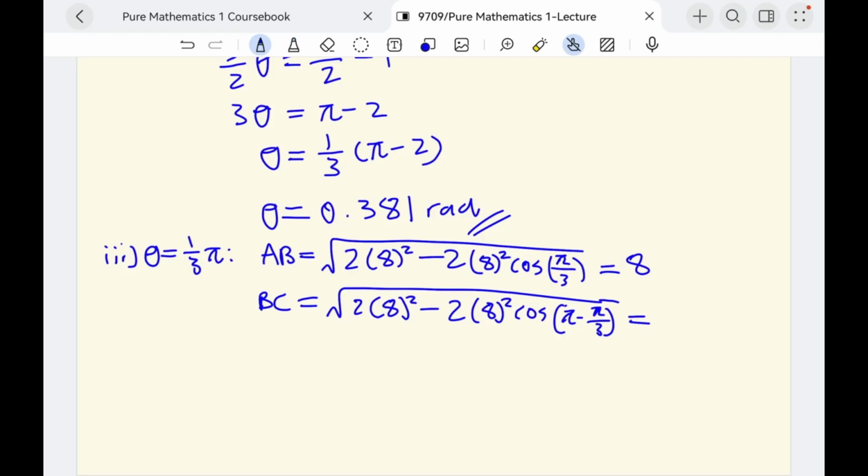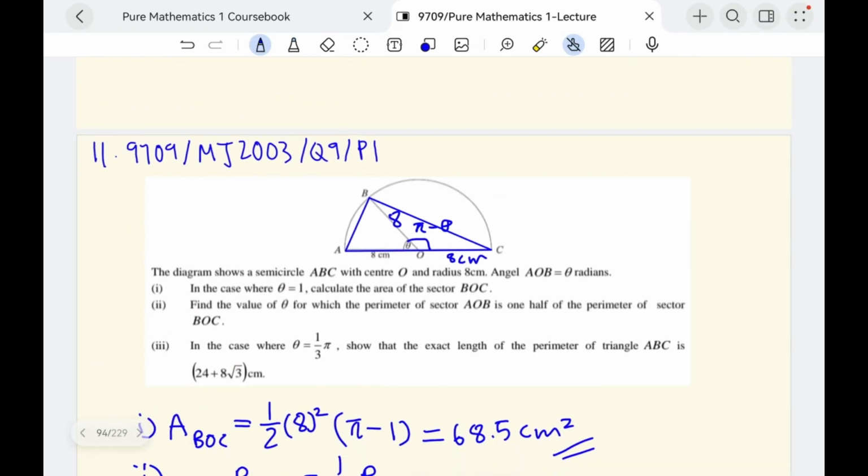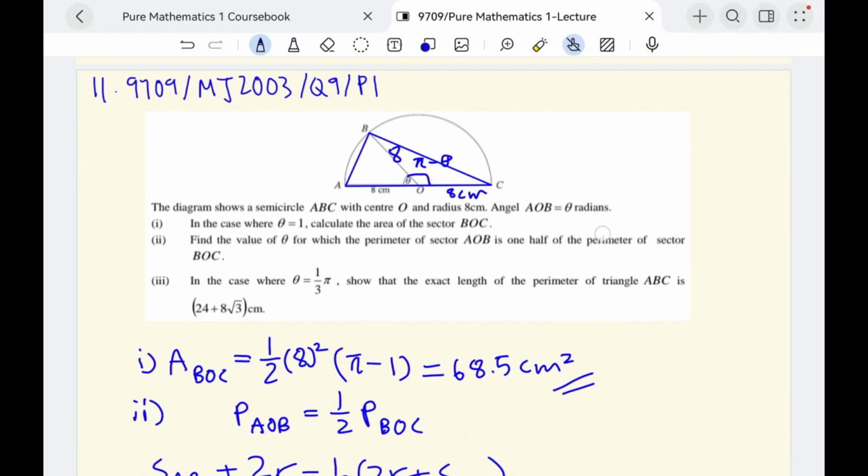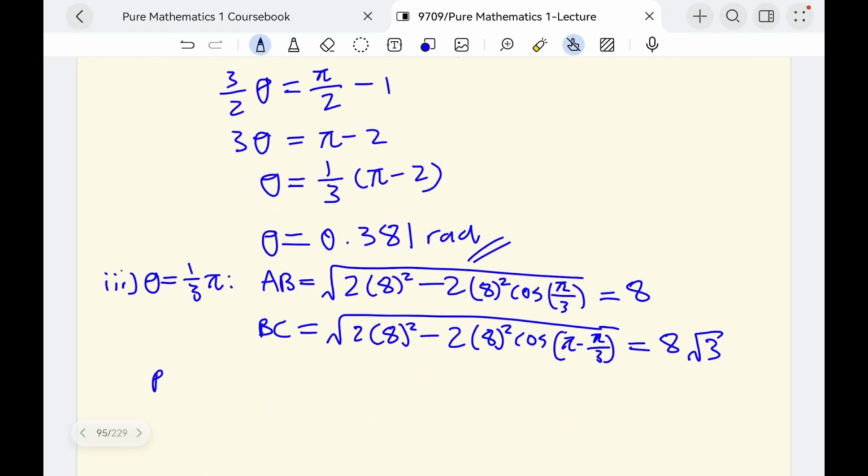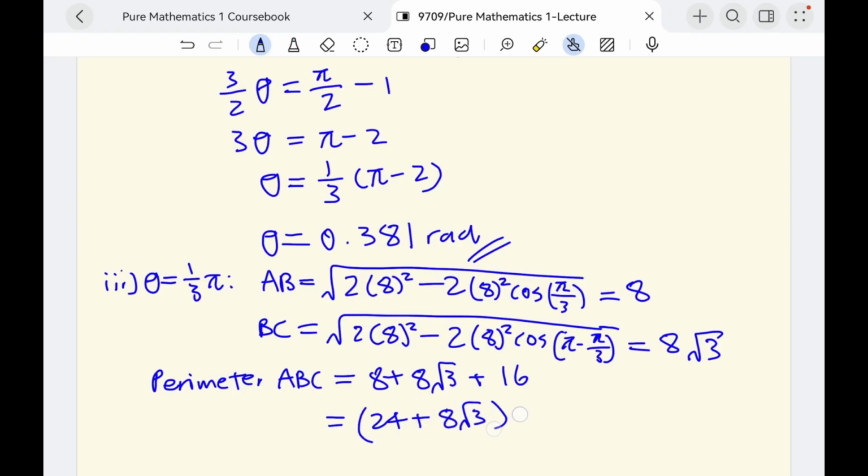So which is 8 root 3. So it's now time for you to find the perimeter of triangle ABC, not the semicircle ABC, which is 8 plus 8 root 3 plus 16, which is 24 plus 8 root 3 cm, which is shown.